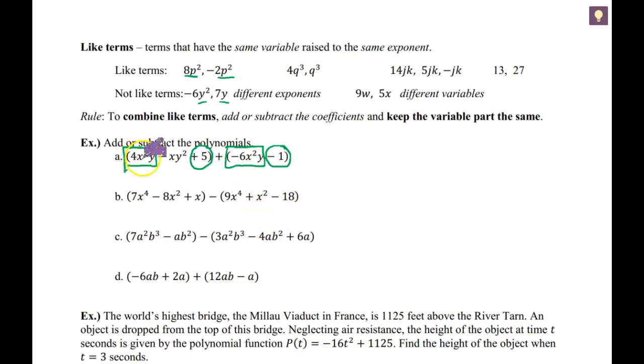So starting with the coefficients for the first one here, I have 4x squared y minus 6x squared y. So 4 minus 6 gives me negative 2x squared y. The variable part stayed the same. And then I would write the next term, minus xy squared. There's nothing to combine that with. And then 5 plus a negative 1 would be positive 4. And now nothing else is like. That's as far as I can go.